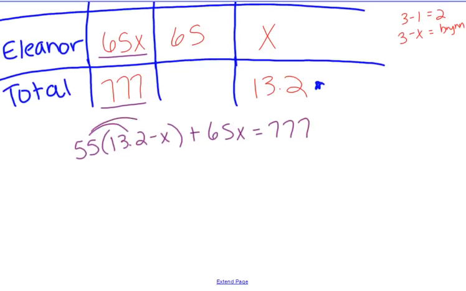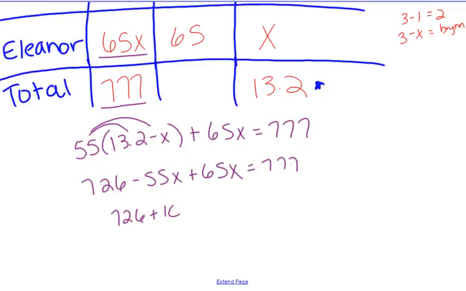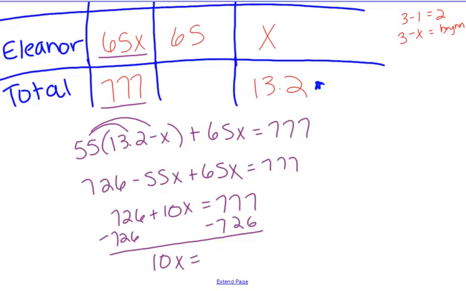So I'm going to distribute my 55, and I would get 55 times 13.2. I'm going to cheat and use my calculator, so I'm a little faster than doing it by hand. I would get 726 minus 55x plus 65x equals 777. So then I'm going to combine like terms on the left side. I would get 10x when I take that negative 55x plus 65x, and subtract 726 from both sides. So I have 10x equals 51.